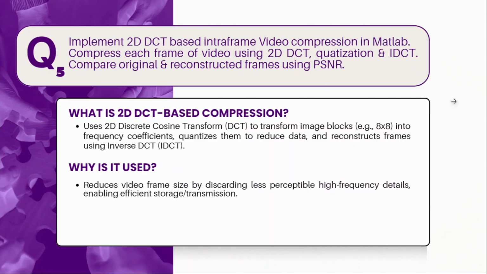Next question we have is: implement 2D DCT based intraframe video compression in MATLAB. Basically, the DCT, quantization and inverse DCT, then compare the original and reconstructed frame using PSNR. So basically, 2D based compression. DCT stands for discrete cosine transform, which is used to transform image blocks into frequency coefficients. And the main aim is to reduce the video frame size by discarding less predictable high frequency details, enabling efficient storage and transmission.